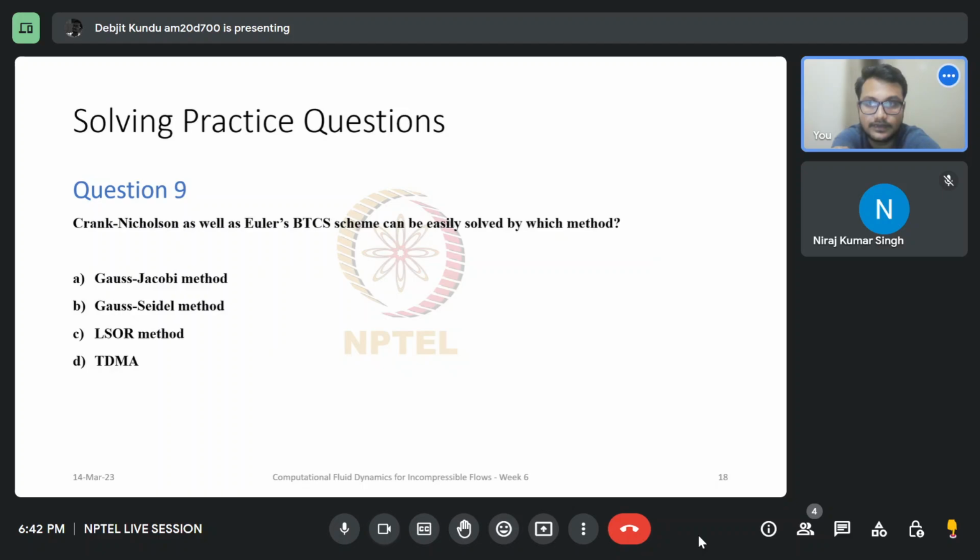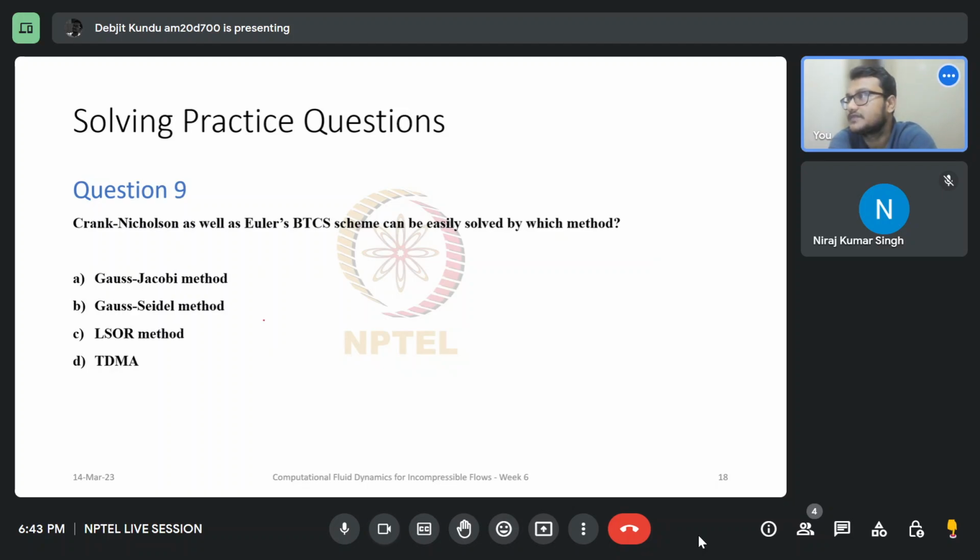Sorry, let me reframe it this way. For Crank-Nicholson method as well as Euler's BTCS scheme, after discretizing, we can solve those equations very easily using one method, one solution technique. Is it option A, Gauss-Jacobi method? Is it option B, Gauss-Seidel method? Is it option C, LSOR method? Or is it option D, TDMA?